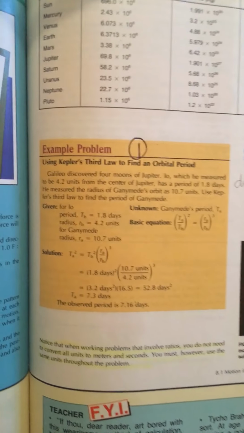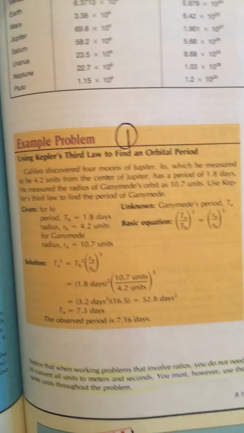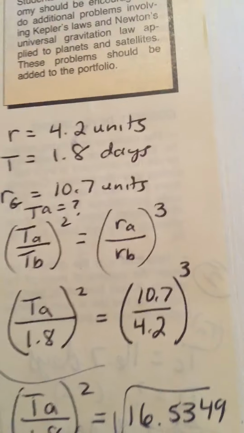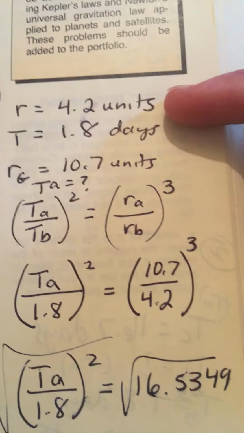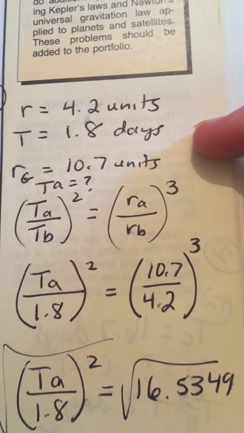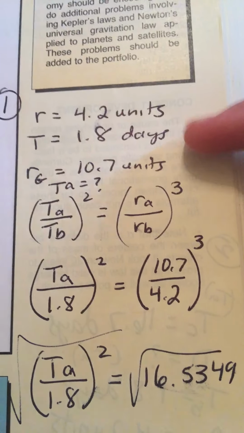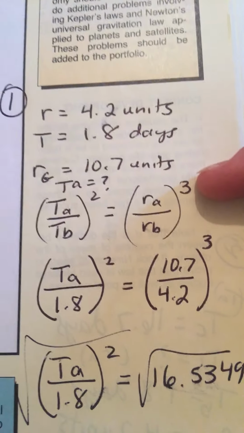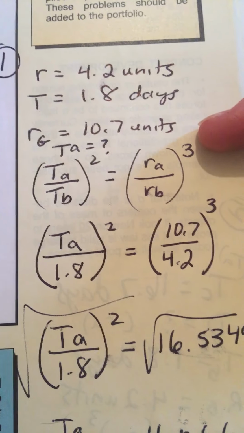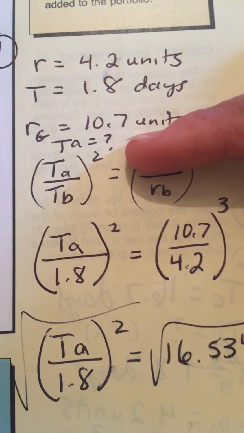Okay, so how do you do physics problems? You list your knowns and unknowns, find a formula, and do it. So this is how I did it. The first thing he told us was the radius of Io was 4.2 units. The second thing the book told us was the period was 1.8 days. Symbol for period is a big T. Then they told us the radius of Ganymede was 10.7 units, and we need the other period.